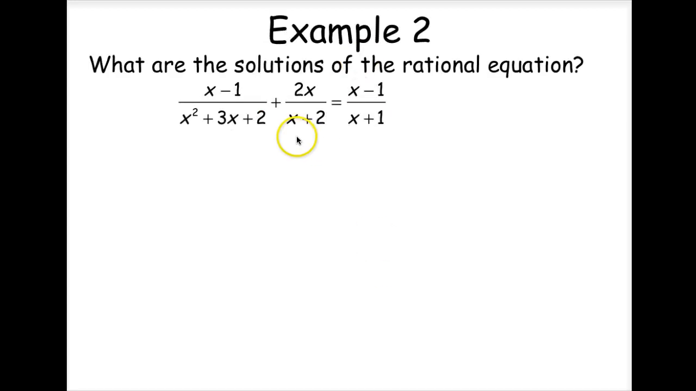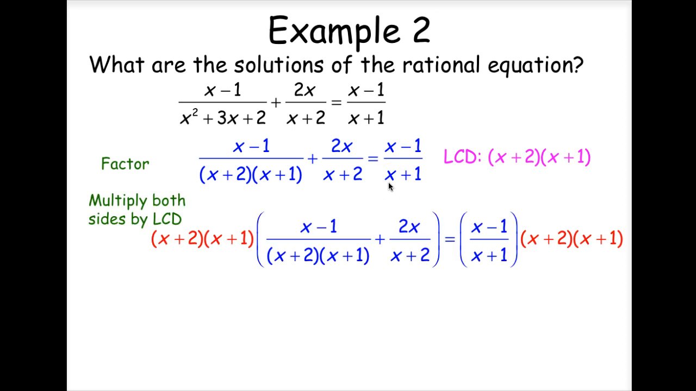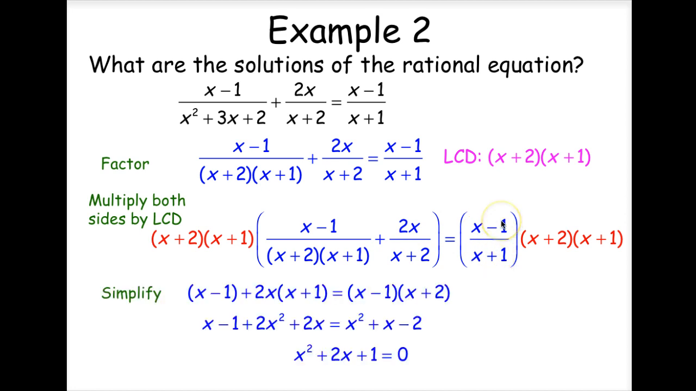Another example. What's the first thing we need to do, you remember? You need to factor. Now let's look for least common denominator. Looks like it's going to be x plus 2, x plus 1. So we're going to multiply both sides by that. This one needs nothing. It will stay the same. The numerator stays the same. This one, the numerator needs to be multiplied by x plus 1. And this one, the numerator is going to be multiplied by x plus 2.